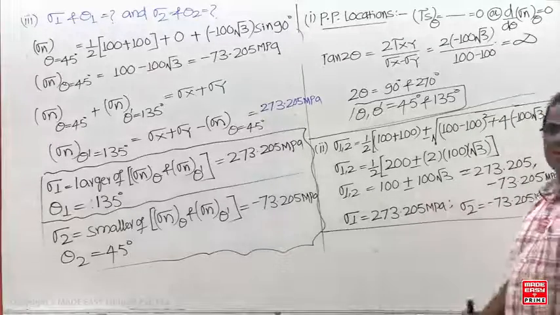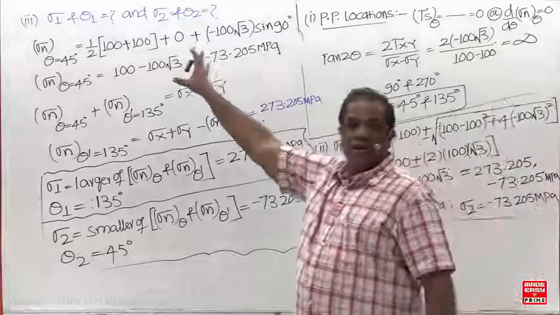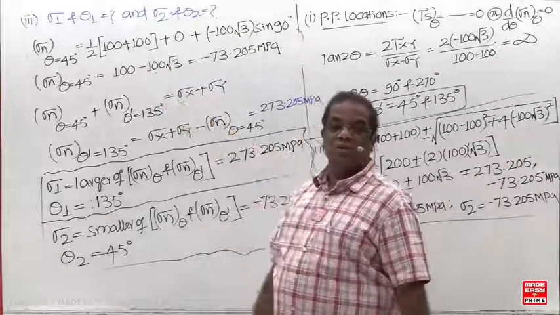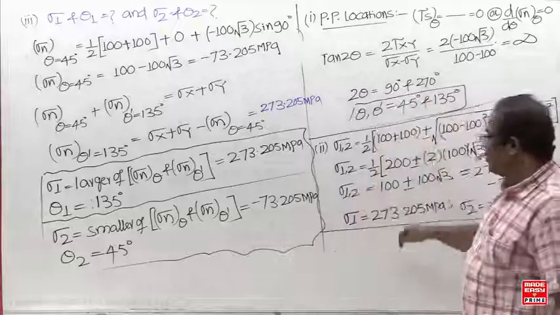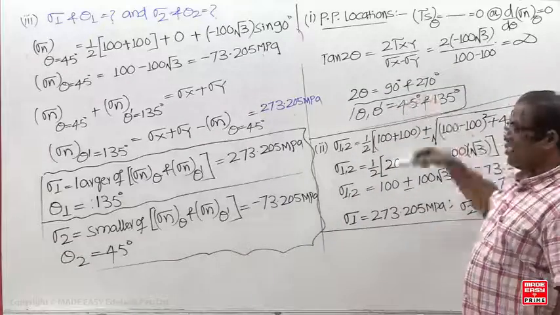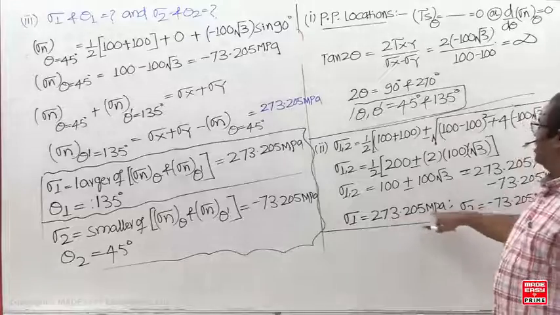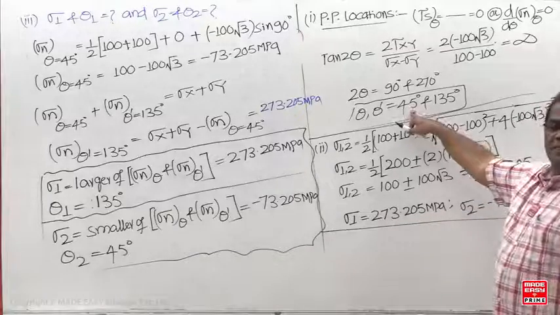But most of the students, if only this question is asked, they will use this method. Then what will they write down? Sir, sigma 1 is 273. Then they will write down 45 degrees.